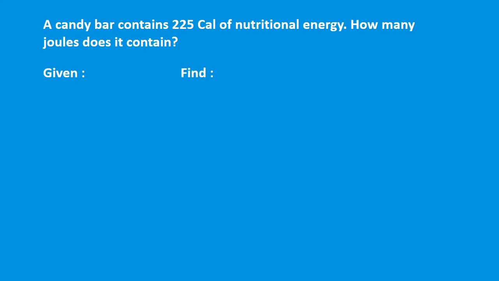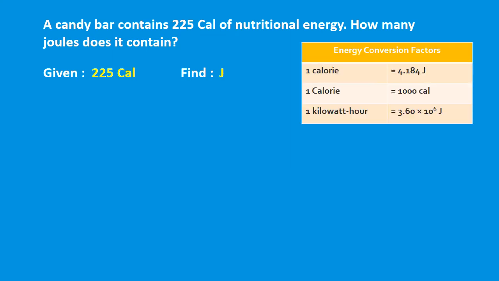So let's look at a question. A candy bar contains 225 Calories of nutritional energy. How many joules does it contain? So we look at what we're given and what we want to find. We want to go from nutritional energy to joules. So we start with Calories, and we want to go to calories, small cal, as I like to say sometimes, and then you go to joules.